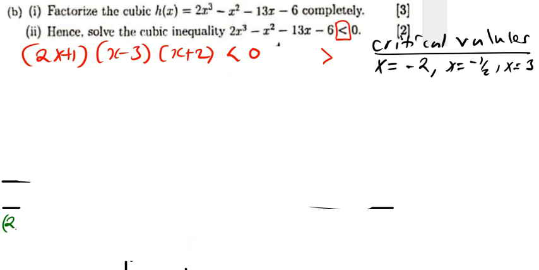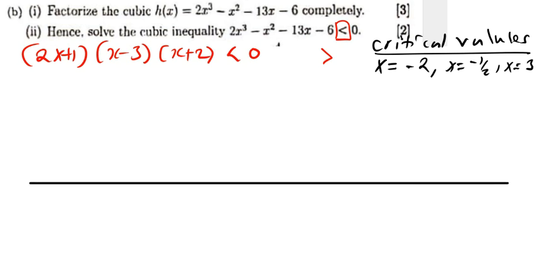After getting the critical values, it will still be the same though, nothing is going to be different. You can use the number line. So here is the number line. Put negative infinity here, put positive infinity here. So check the numbers that you have. So I'll put 3 here, and I'll put negative half here, and I'll put negative 2 here.